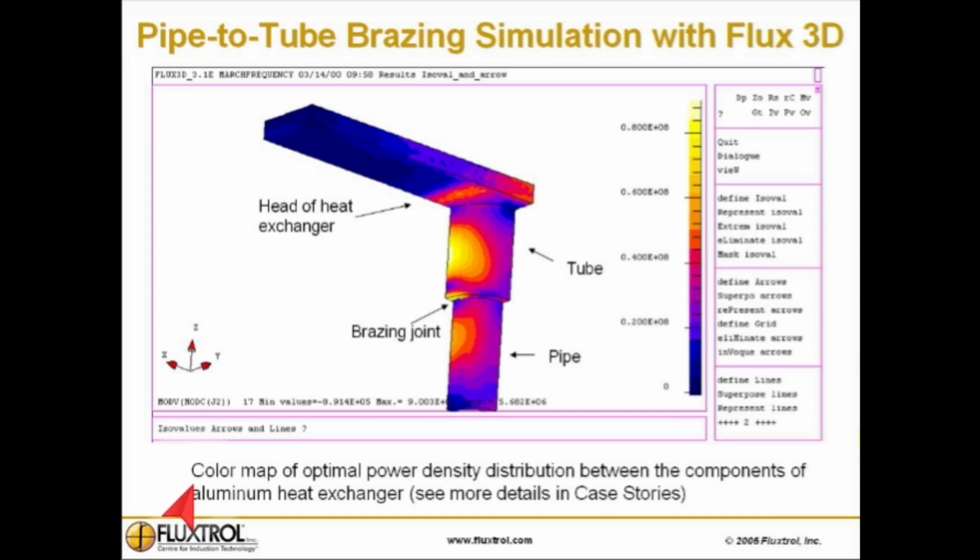Pipe to brazing simulation with Flux 3D. Color map of optimal power density distribution between the components of aluminum heat exchanger. See more details in the Case Stories chapter.